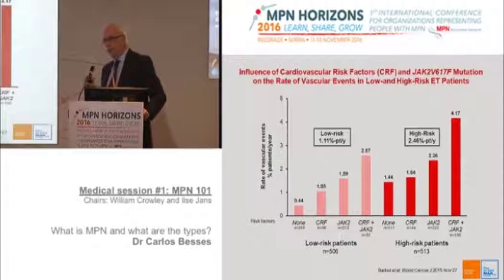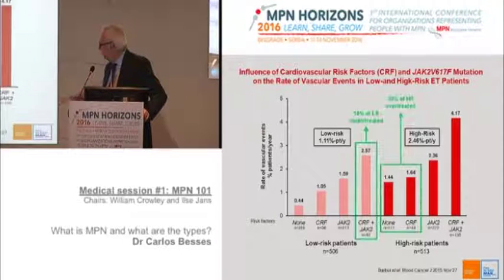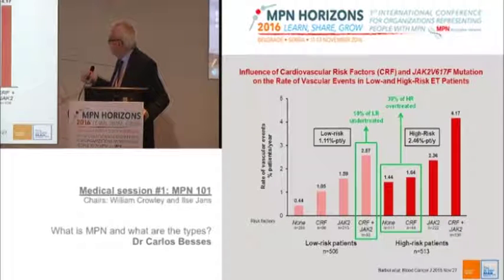So probably these are a mix. It's not a homogeneous group of patients, what we call low and high-risk patients. In fact, I think that probably 10% of these low-risk patients may be undertreated, and 30% of high-risk patients may be even overtreated.